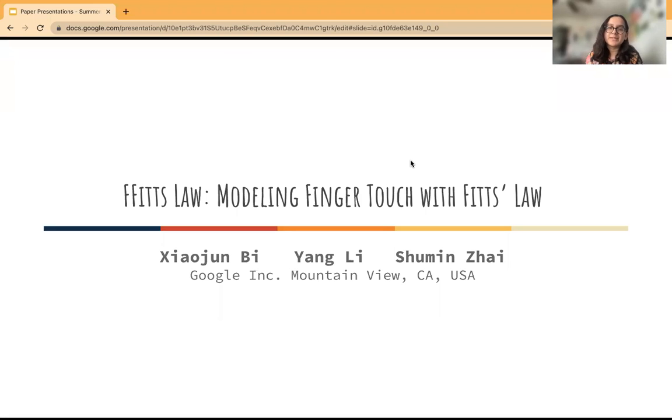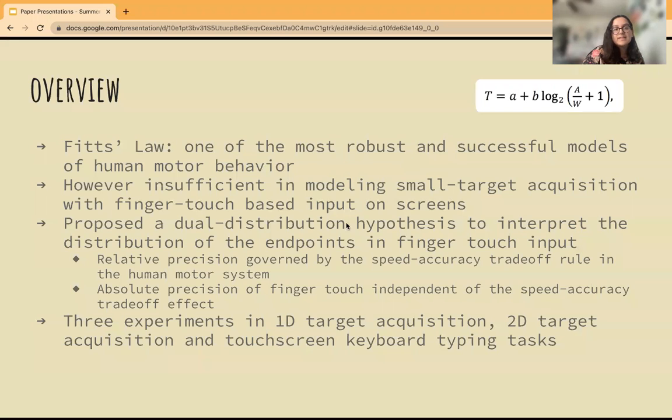Hello, so today I'm going to be talking about a modification of Fitts law. It has an extra F and it talks about modeling finger touch with Fitts law. So if you don't know Fitts law, it's one of the most robust and successful models of human motor behavior.